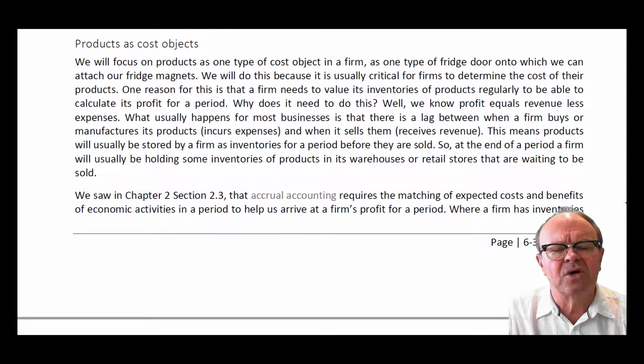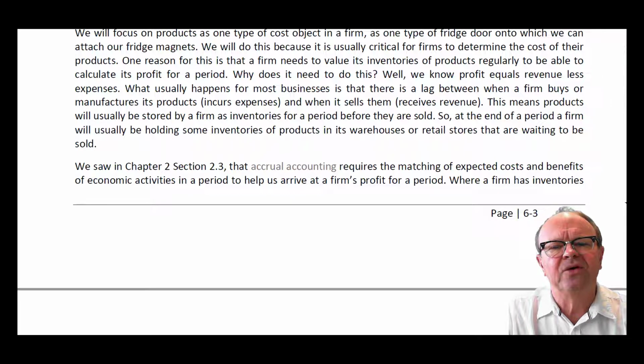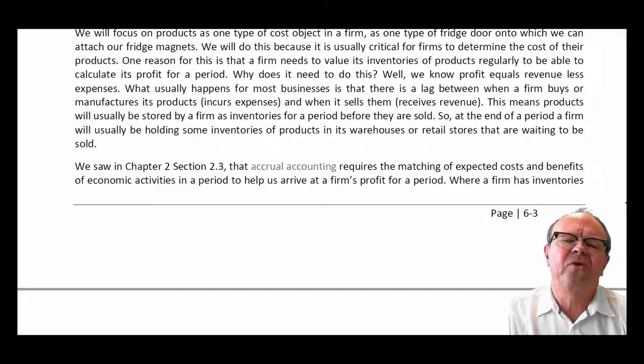Products as cost objects. We will focus on products as one type of cost object in a firm, as one type of fridge door onto which we can attach our fridge magnets. We'll do this because it is usually critical for firms to determine the cost of their products. One reason for this is that a firm needs to value its inventories of products regularly to be able to calculate its profit for a period.